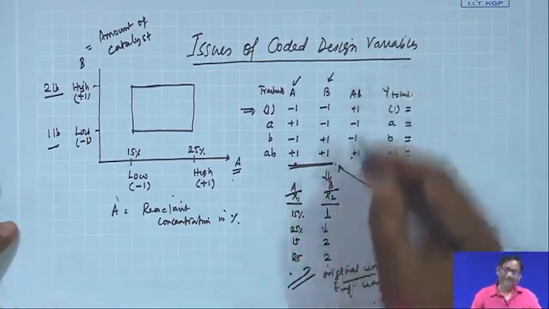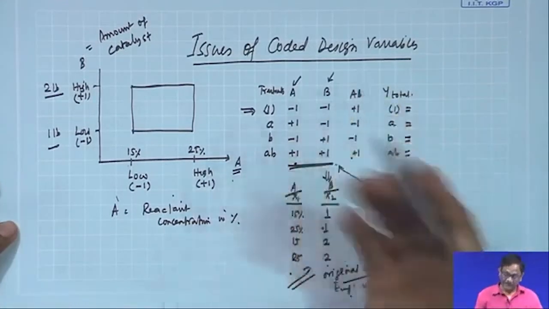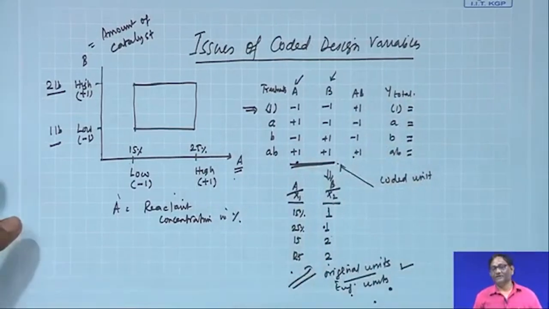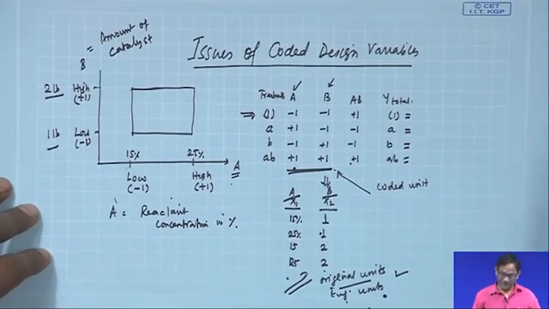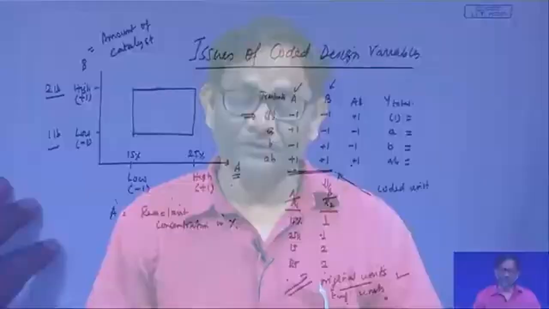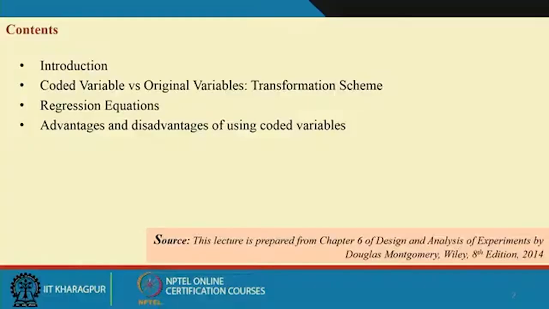If there are such problems, then why should we use coded design variables? Why should we not go for only engineering variables? These are the issues which we will be discussing in this lecture today. Okay, so let us see the contents I have already given you.